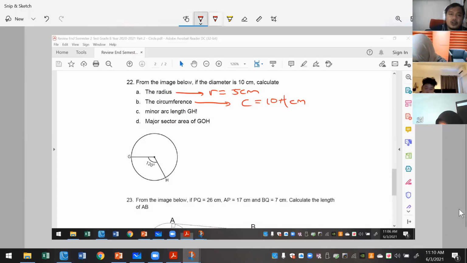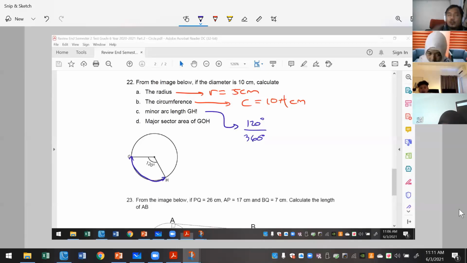And then for the minor arc in here, guys, the minor arc is this guy over here, right? Minor arc GH. So we only need to see what is the angle for GH. In here it is 120, so it's 120 degree divided by 360. Again, why do we use 360? Because a full circle is 360 degree, and when we find the area or the circumference, we're using 360. So you only need to multiply this with 10 pi, because 10 pi is the circumference.